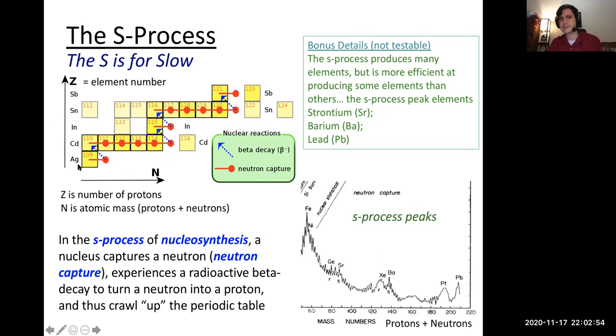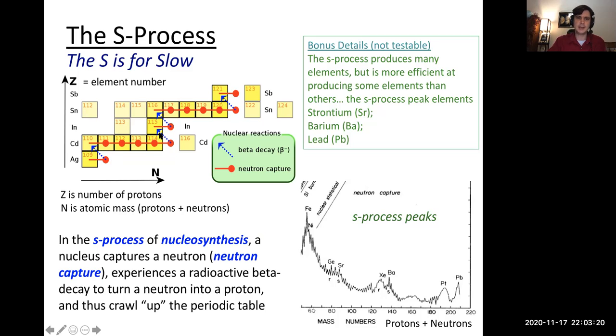And the way that the slow neutron capture process works is it'll capture a neutron, and then that'll decay to form a different isotope. Sometimes you can capture several neutrons before you undergo a beta decay, depending on how radioactive the isotope is and how often neutrons are being captured. But notice that you'll capture one and then you'll decay.